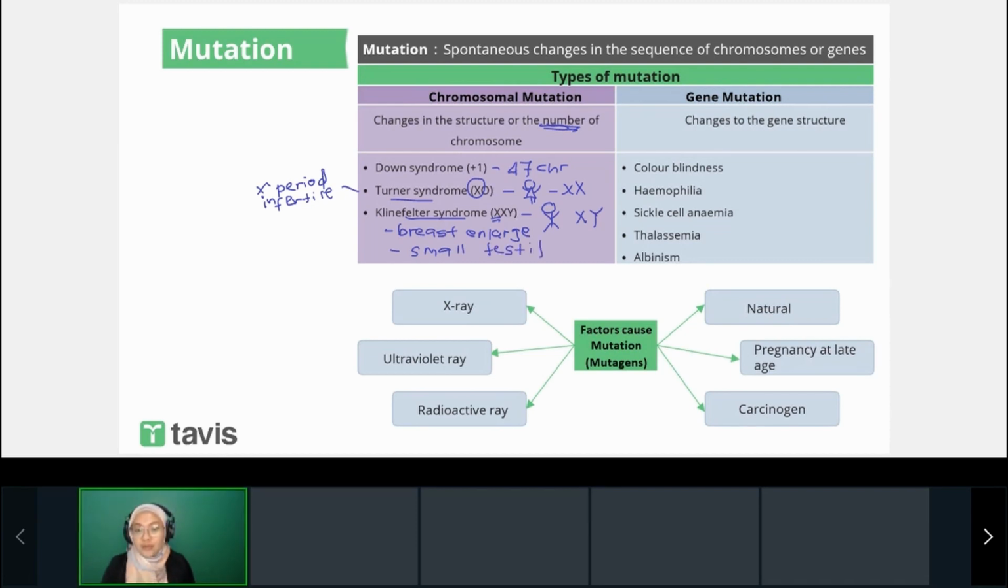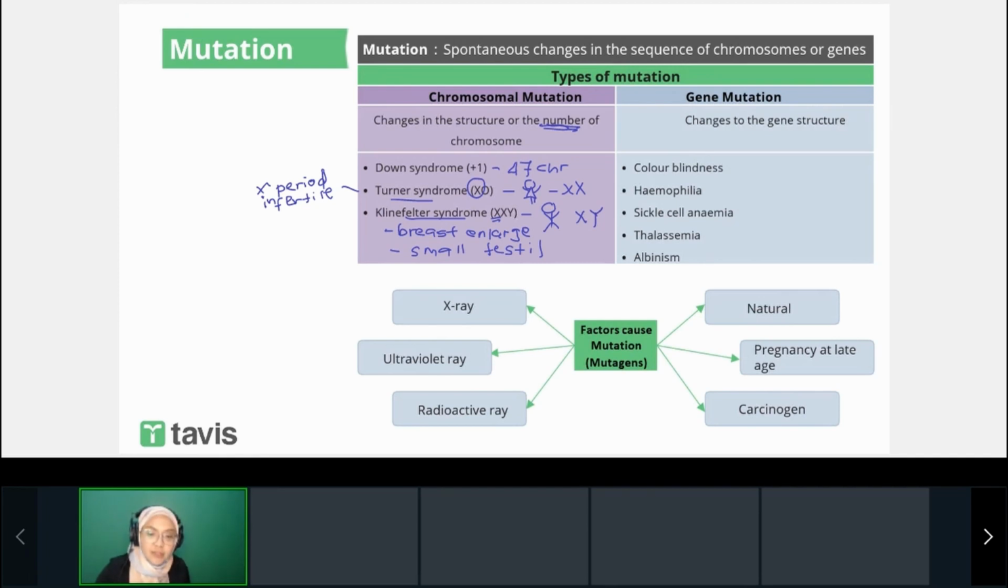Okay, let's go to gene mutation. What is gene mutation? Gene mutation is changes to the gene structure. How does the gene structure change? We will see the factors later. Examples of gene mutation are diseases apart from the syndromes. Just now we had Down syndrome, Turner syndrome, Klinefelter syndrome. Gene mutation has to do with color blindness, hemophilia, sickle cell anemia, thalassemia, albinism.